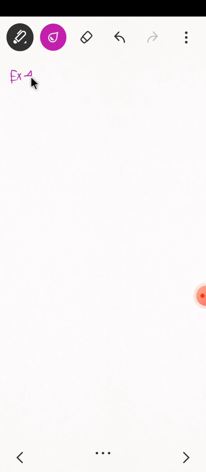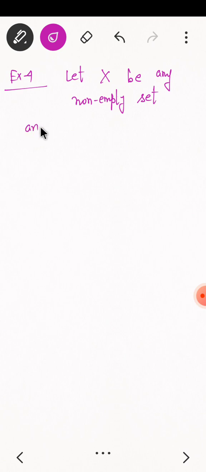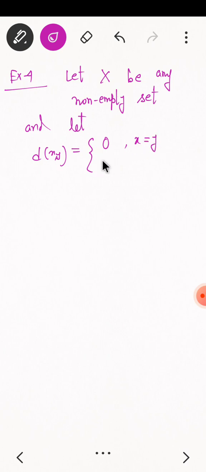Next example is, let X be any non-empty set, and let D be defined as follows: D of x y is equal to 0 if x equal to y, and D of x y equal to 1 if x not equal to y.